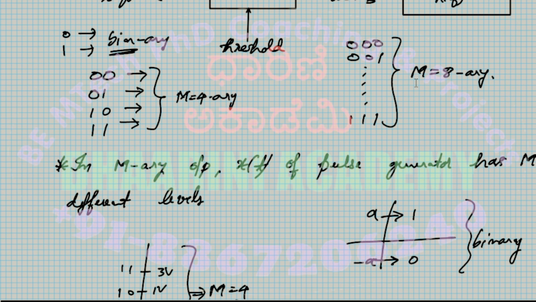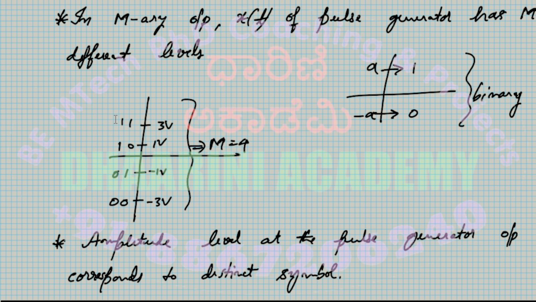Now let's try to give an example first. If you have four levels, you can apply the levels like this. 0 0 gets the least one, minus 3 volts. 0 1 is minus 1 volt. 1 0 is plus 1 volt. 1 1 is 3 volts. You see equal spacing between the points, right? We expect that. We cannot give it at random, or with varying lengths or varying separation, which is not usually justified.